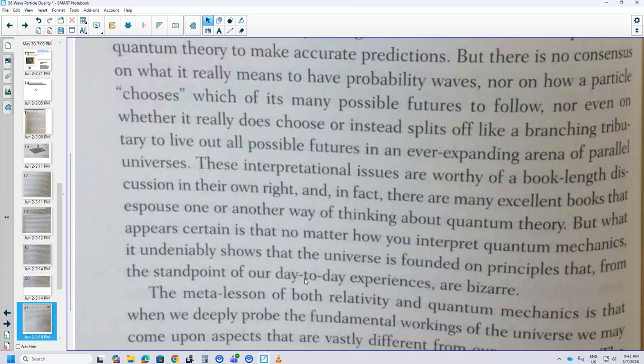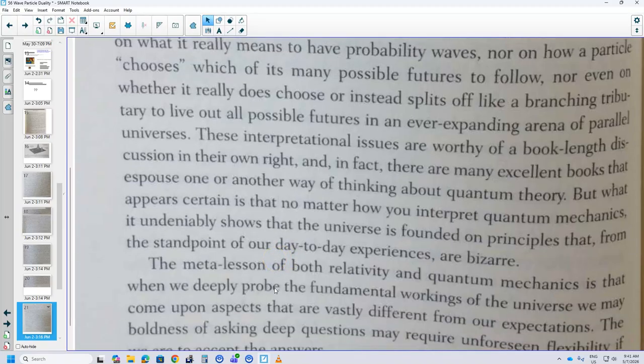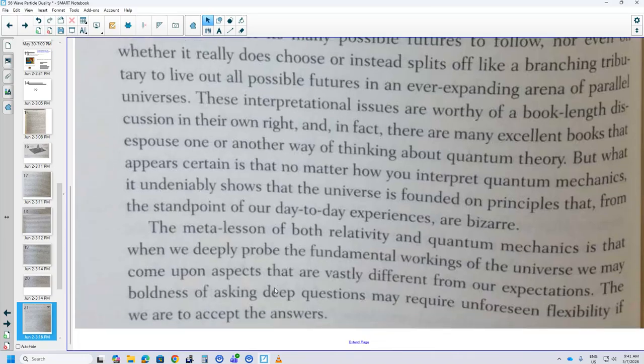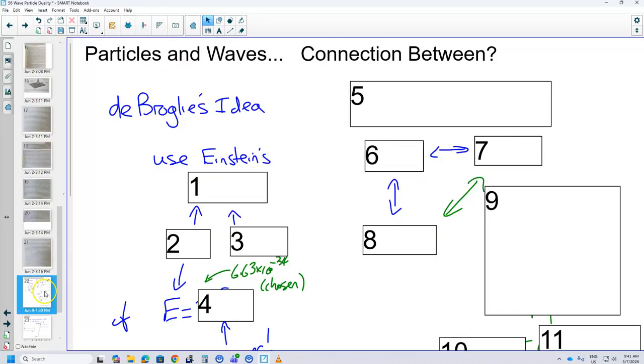These interpretational issues are worthy of a book-length discussion in their own right, and in fact, there are many excellent books that espouse one or the other way of thinking about quantum theory. But what appears certain is that no matter how you interpret quantum mechanics, it undeniably shows that the universe is founded on principles that, from the standpoint of our everyday experiences, are bizarre. The meta lesson of both relativity and quantum mechanics is that when we deeply probe the fundamental workings of the universe, we may come upon aspects that are vastly different from our expectations. The boldness of asking deep questions may require unforeseen flexibility if we are to accept the answers.